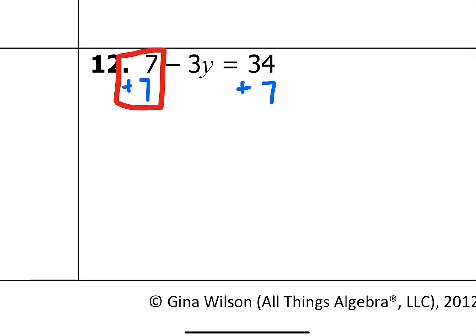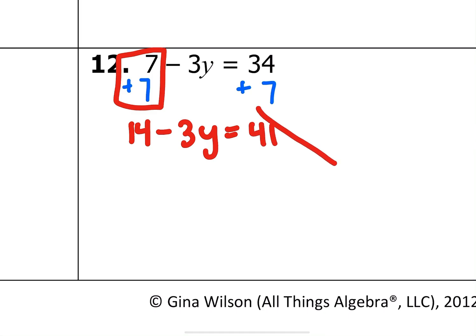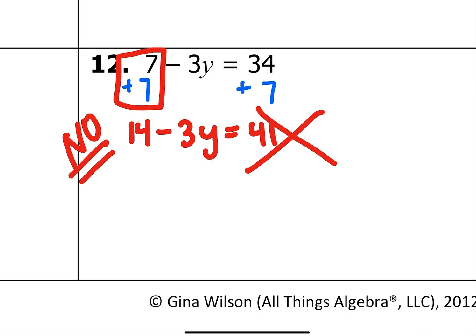7 plus 7 is 14. So I would have 14 minus 3y equals 41. That's no good. I didn't do anything wrong, but this process did not get me any closer to the solution. I actually created a bigger problem.